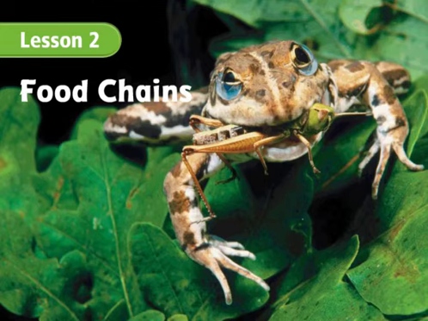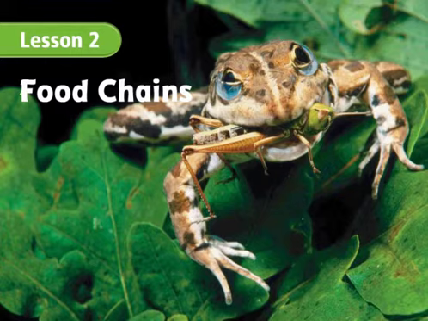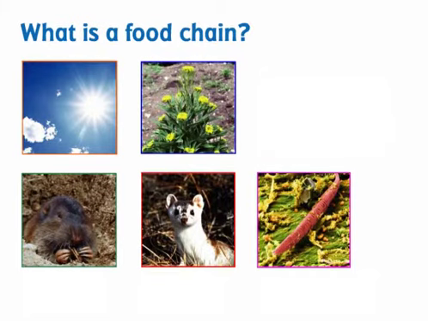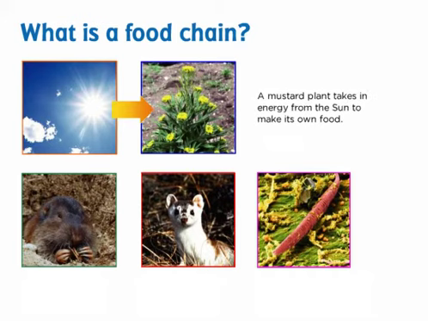Summarize what you've learned about food chains. Living things get energy to live and grow from food. A food chain shows how energy passes from one organism to another as food. First, a plant uses the sun's energy to make its own food.